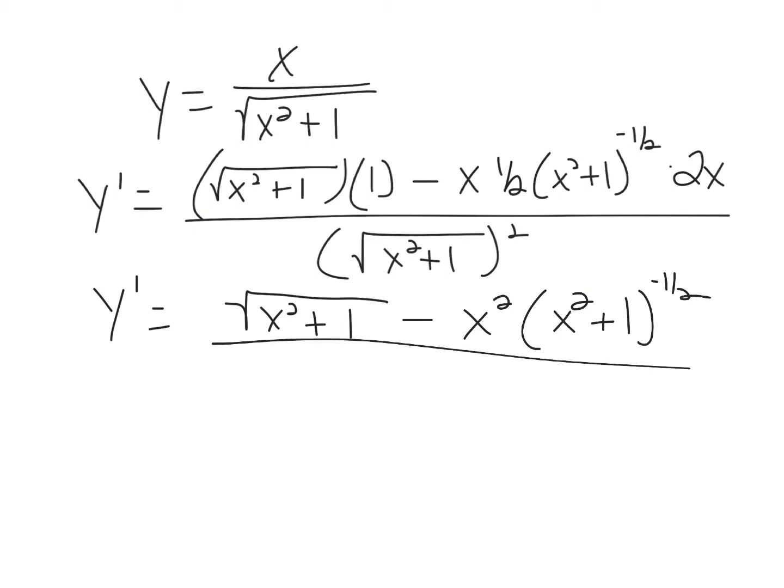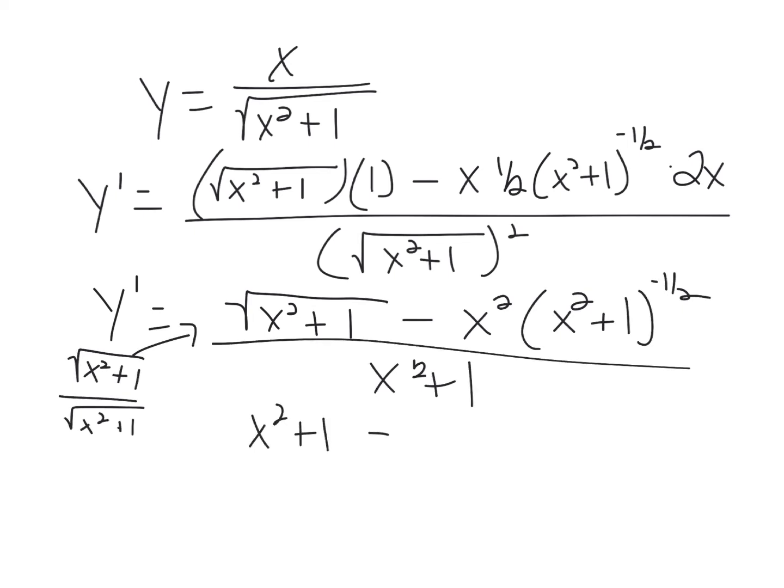And then your denominator, you square the denominator, you're going to get x squared plus 1. If we do a little simplifying here, and when I say a little, I mean if I multiply the top and the bottom by square root of x squared plus 1, what happens? We're going to get x squared plus 1 right here, right?